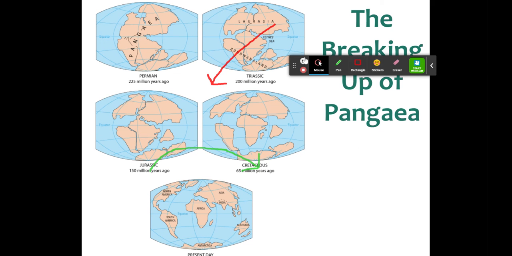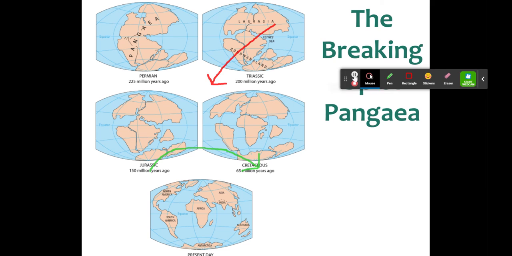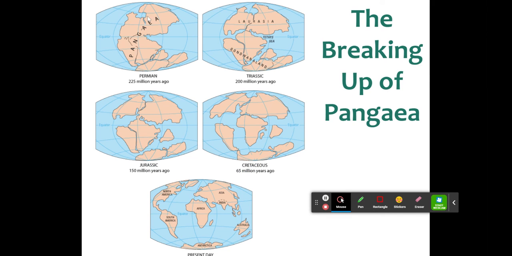So here's what it looked like before, right? And this is our last slide. So here in this first picture, this is 225 million years ago. This was Pangaea in the beginning. So it took another 25 million years, right? Later, so 200 million years ago, right? At this point, now we have our continents are not as attached as they were here, right? So there's making a difference.